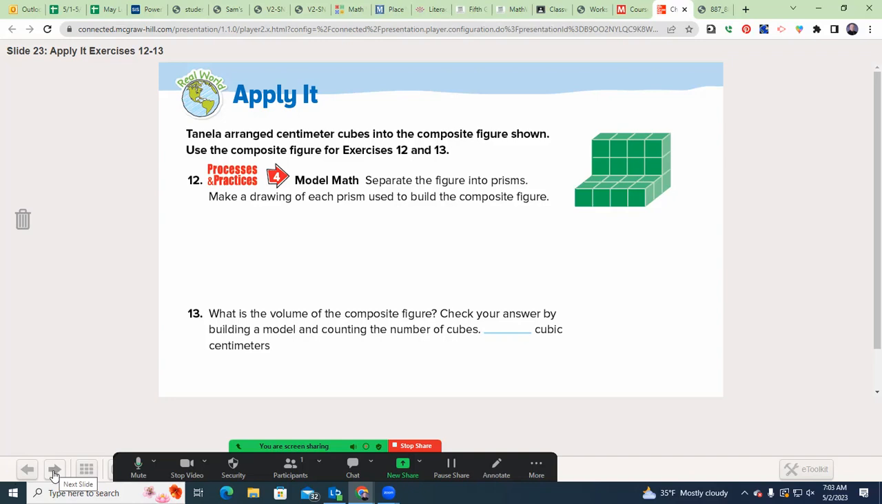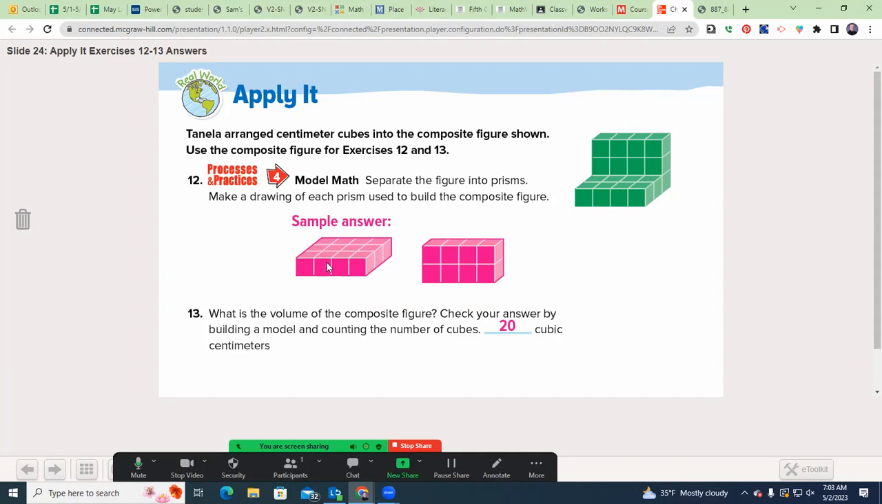Welcome back. If you chose to build the model, congratulations. I know not everyone has these available. So let's look at our answers. 4 times 3 is 12. 4 times 1 is 4, times 2 is 8, 12 and 8 is 20.